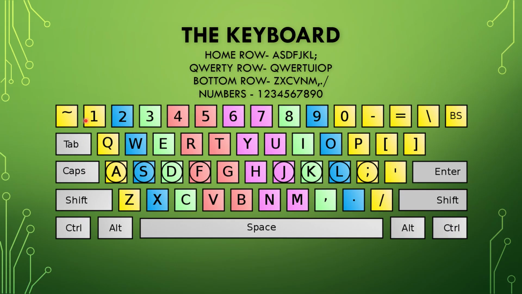We also look at numbers. So this would be 1, 2, 3, 4, 5, 6, 7, 8, 9, 0. And on this side, you will also find the numbers, but not on this keyboard, for instance.